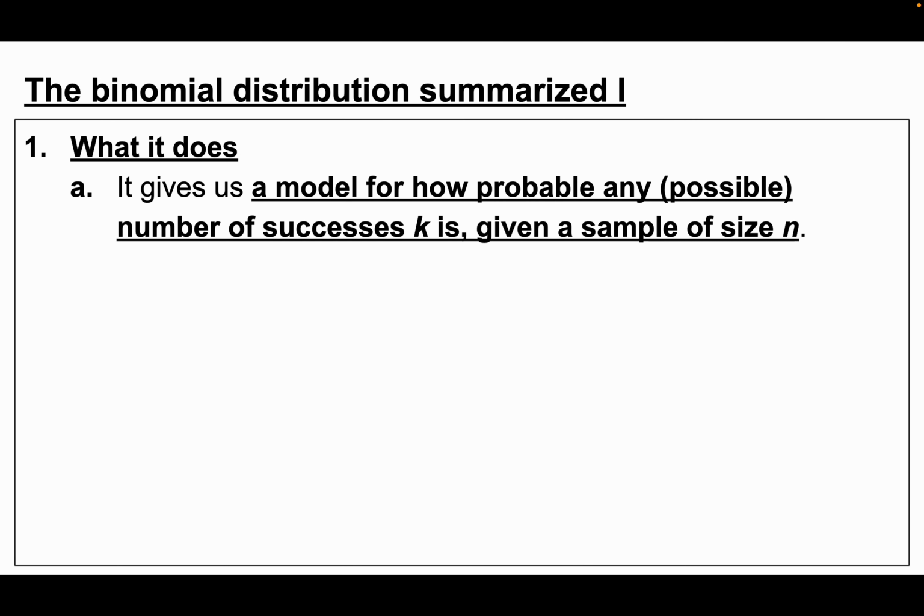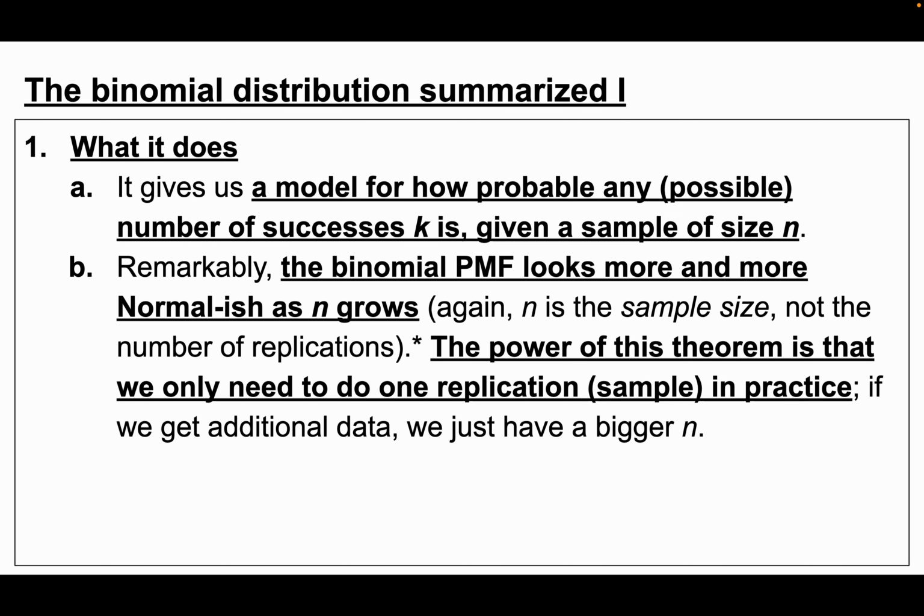So I wanted to run back through the binomial in some greater detail because I do think the computational details are worth knowing. So what does it do? It gives us a model for how probable any possible number of successes k is given a sample of size n. Remarkably, the binomial probability mass function, so just the binomial distribution, which is basically a mass function, looks more and more normalish as n grows. And remember that n here is the sample size. It's not the number of replications.